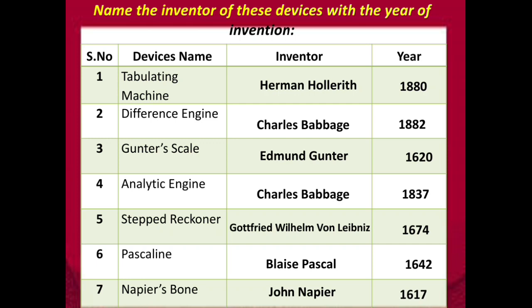So, the tabulating machine was invented by Herman Hollerith, the difference engine by Charles Babbage, the Gunter scale by Edmund Gunter, the analytical engine once again by Charles Babbage, the Stepped Reckoner by Gottfried Wilhelm von Leibniz, the Pascal line by Blaise Pascal, and Napier's bones by John Napier. Okay students, now we will go for our next topic.